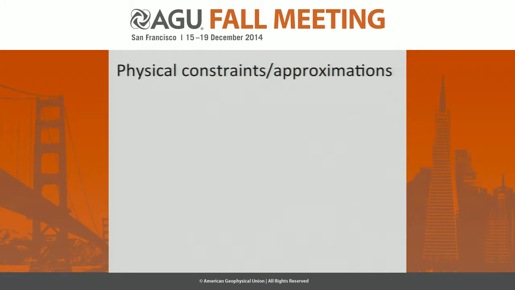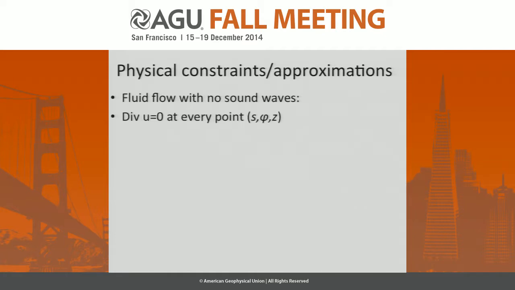So let's just start with a little bit of discussion about physical constraints and approximations. And let's start with fluid flow with no sound waves. So, for example, if I want to model the circulation in the oceans, probably I don't want to have to deal with the singing and the speech of whales and porpoises. So I probably assume that the oceans are incompressible. And so I have a constraint such as the divergence of U is zero at every point. And that's of course easily implemented in numerical codes. We have mathematical theorems that tell us how to do that.